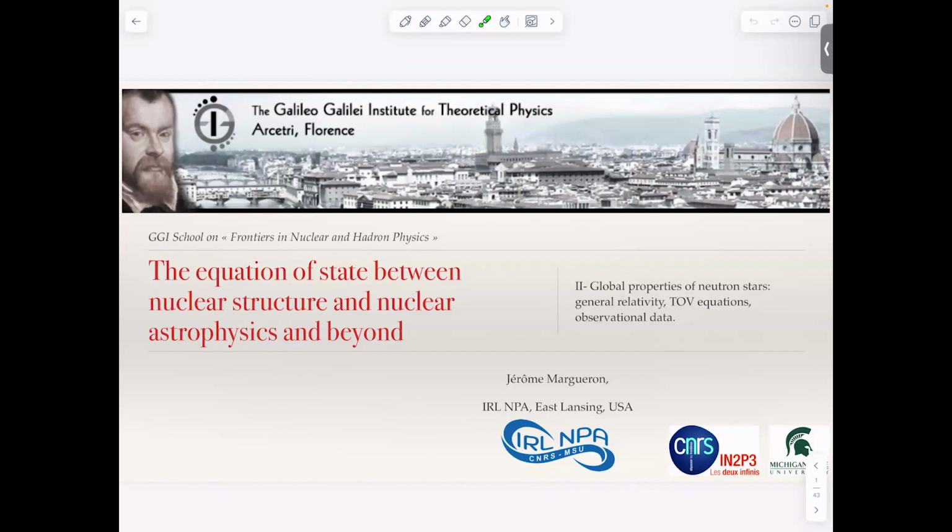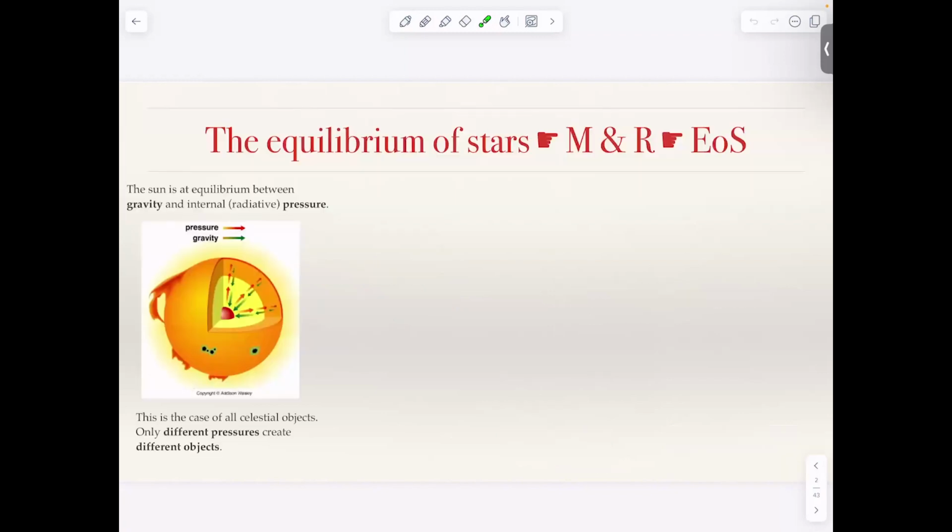for which we will solve together the TOV equations and have a list of exercises and questions that you may address during this afternoon session. But in order to introduce this afternoon session, I would like to make a pause on the lecture on the equation of state and go to the second lecture. And tomorrow we will continue and finalize the first lecture.